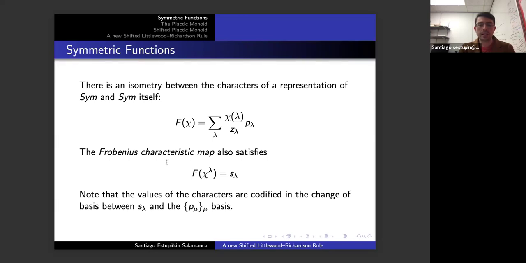Once you consider this characteristic map, and if you let chi to the exponent of lambda represent the irreducible representation corresponding to the partition lambda, then the Frobenius characteristic map sends this character to the Schur function indexed by that partition. And so this is the connection I was alluding to before. Then if you can understand the change of basis between Schur functions and the power sum basis, you can recover all the information from the irreducible representations.